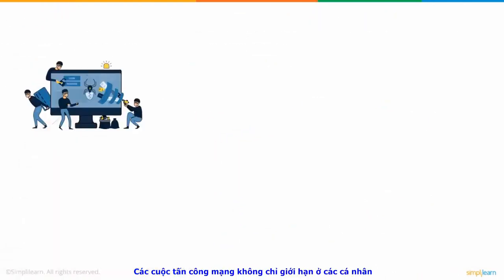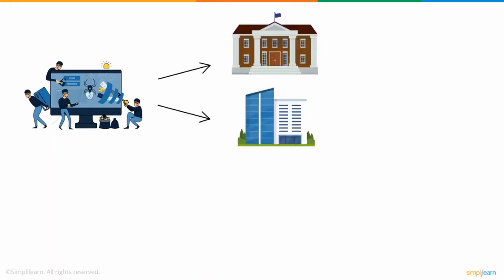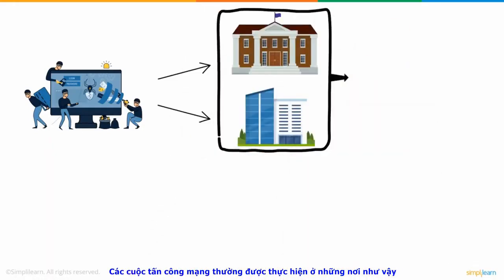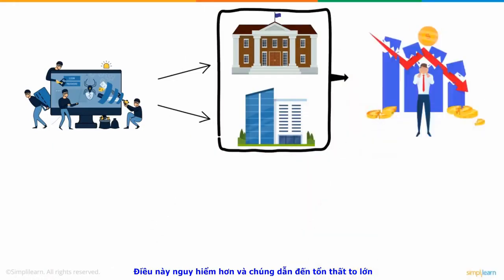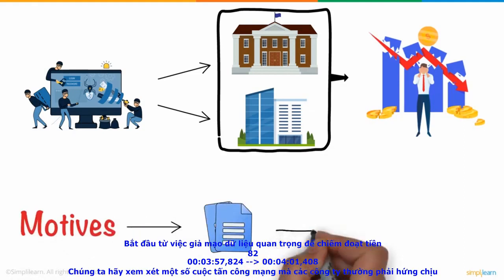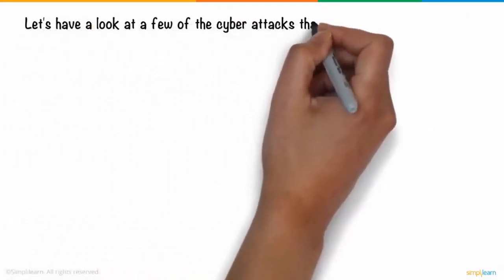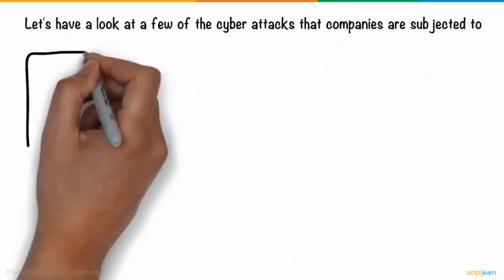Cyber attacks are not just confined to individuals, but also to public and private organizations. The cyber attacks carried out in such places are more deadly, and they result in colossal losses. Motives of such attacks are many, starting from tampering with crucial data to monetary gains. Let's have a look at a few of the cyber attacks that companies are subjected to.